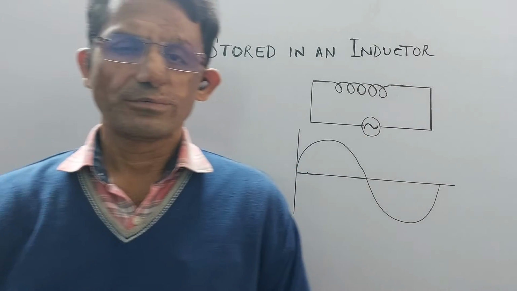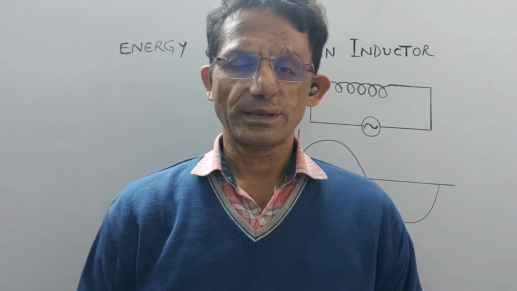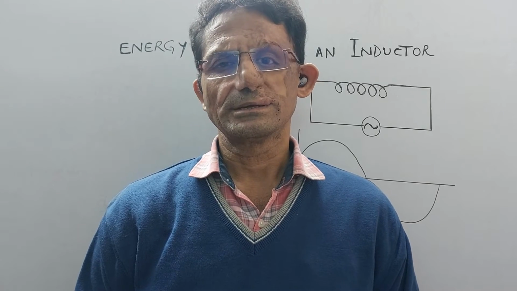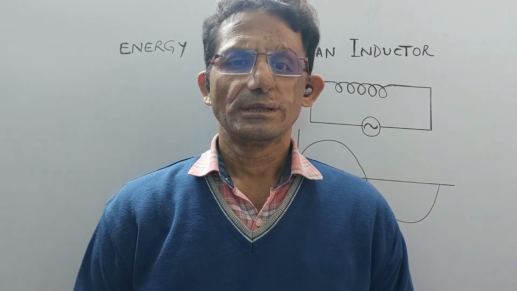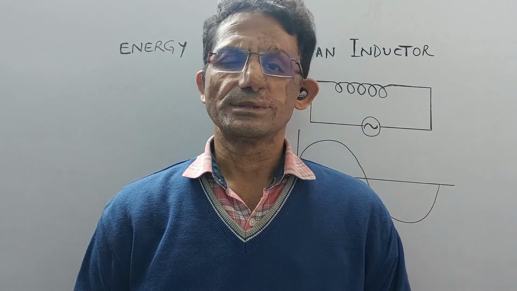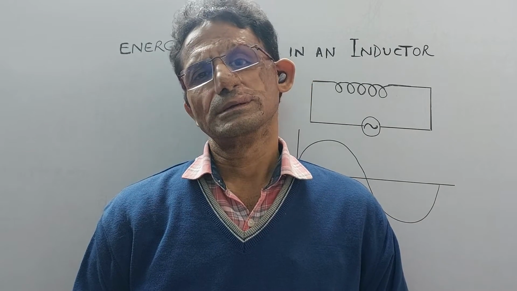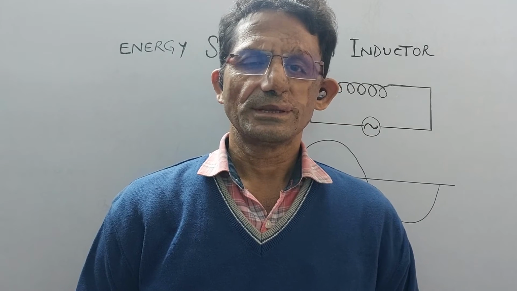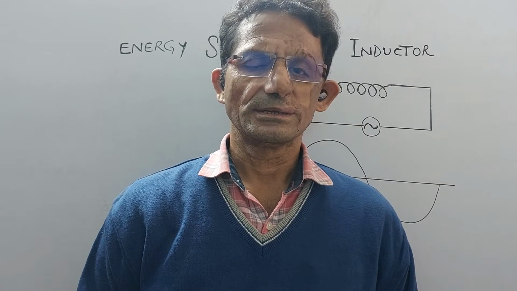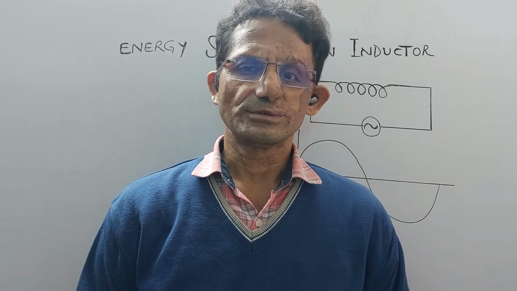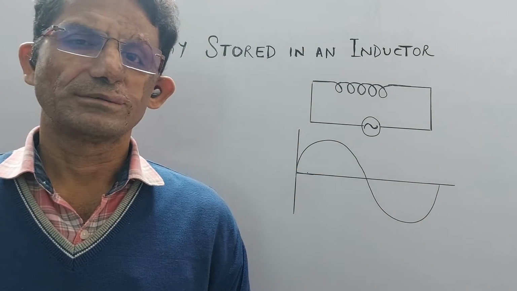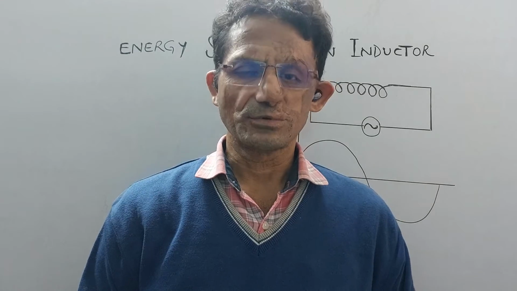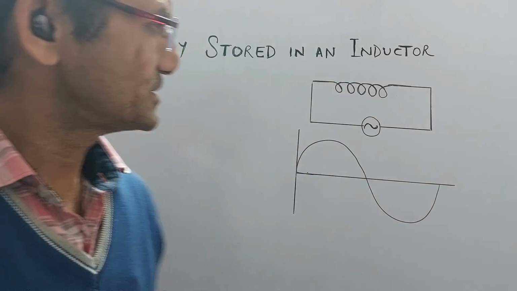Today we have a new topic, energy stored in an inductor. When an alternating current is connected in a circuit containing only an inductor, energy is stored in the form of magnetic energy. This energy in the inductor comes from the work done by the source against the induced EMF in the circuit. So now let us start.